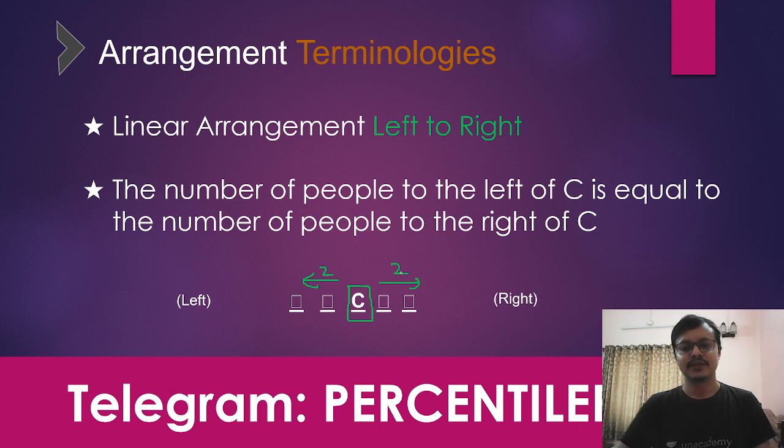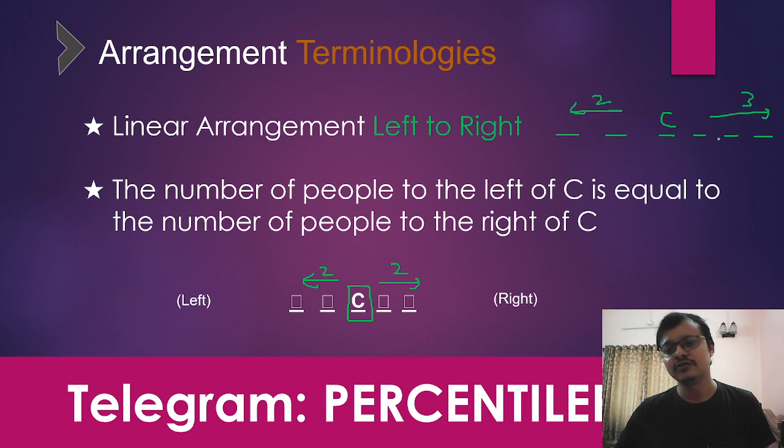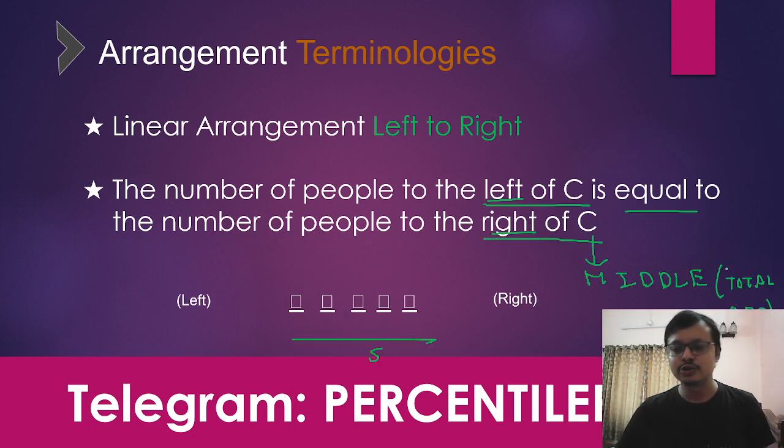So automatically the number of people to the left becomes equal to the number of people to the right. Remember, had there been an even number of people, so let's say there were 6 people, in that case putting C in the middle would not be enough because you would have had 2 to the left, 3 to the right. Had you put C here, you would have had 2 to the right and again 3 to the left. So this will work only if the total number of people is odd.